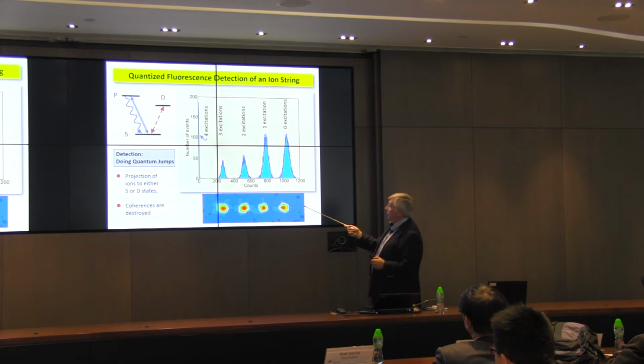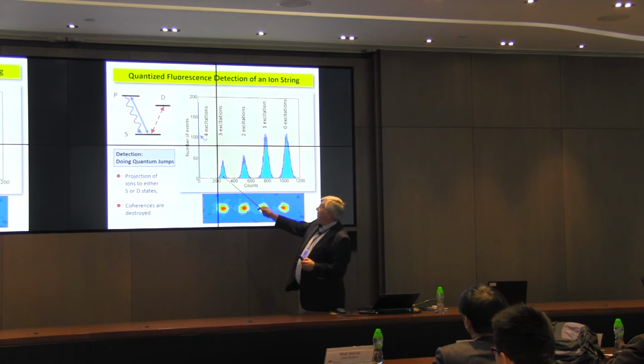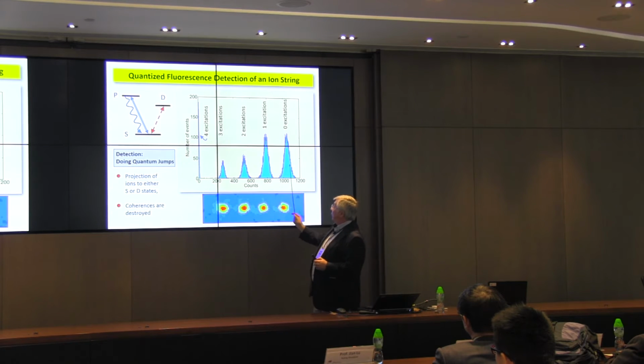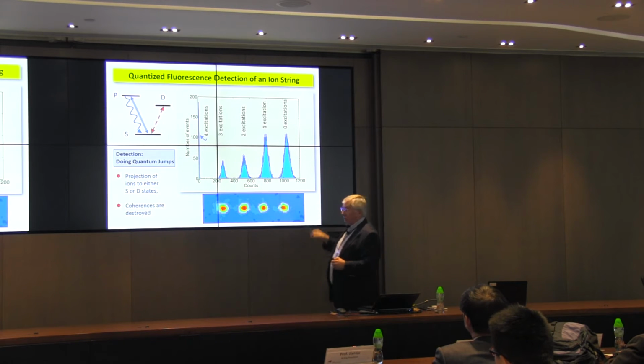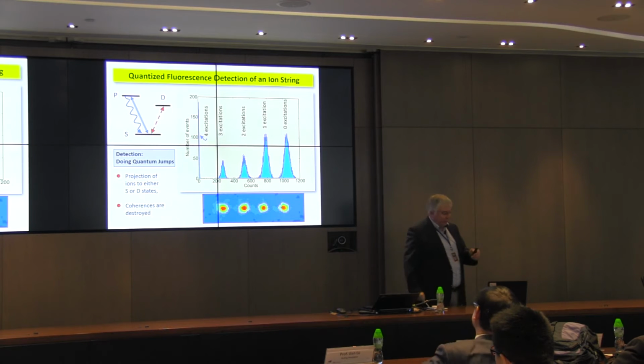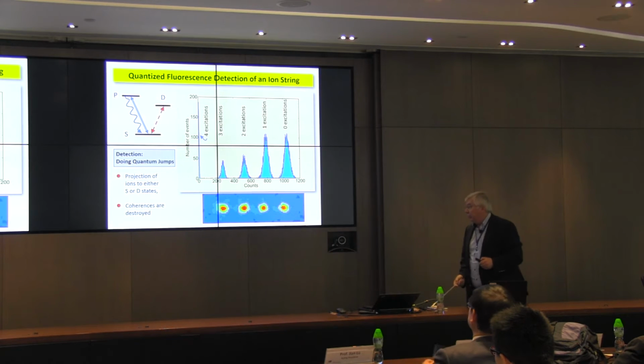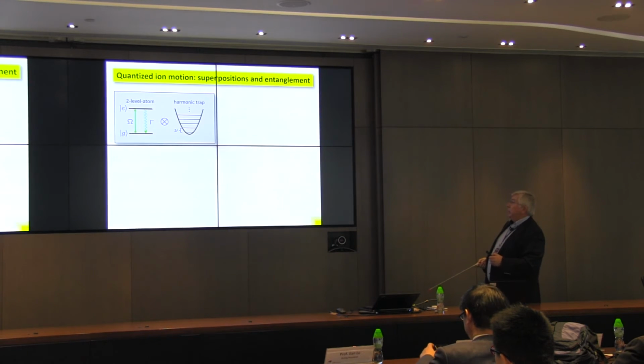And for instance, for a chain of 4, we can easily discriminate, okay, there's 3 excitations, 2 excitations, 1 or 0 excitations. All 4 are bright, and we can make electronic distinctions, so we can just know how many of them are bright, and from the camera we know even which one is bright.